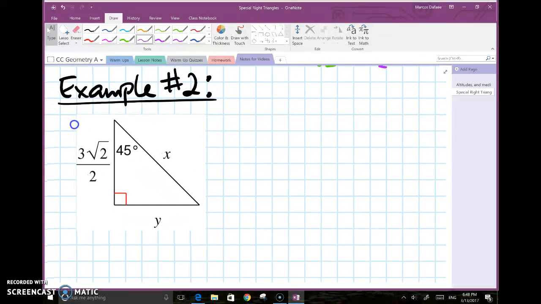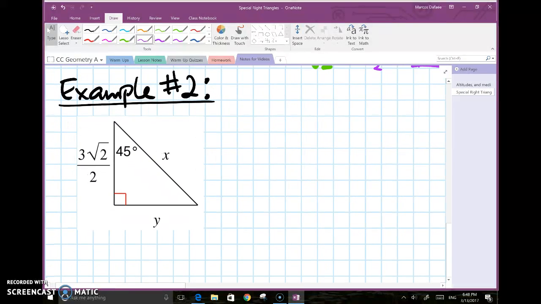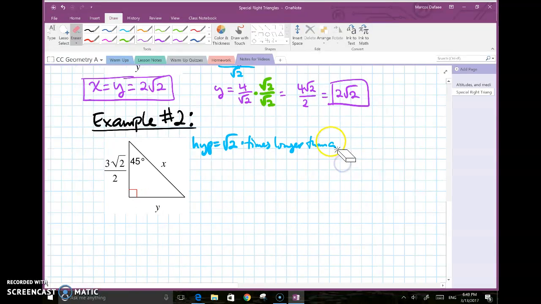Now in example 2, we have a leg with a value of 3 radical 2 over 2. Now, that doesn't make a whole lot of sense. It would make a lot more sense if this was put into a decimal form, but it's not. So we have to keep what we have. And so I'm going to go ahead and lay out the idea again. The hypotenuse equals radical 2 times longer than a leg.